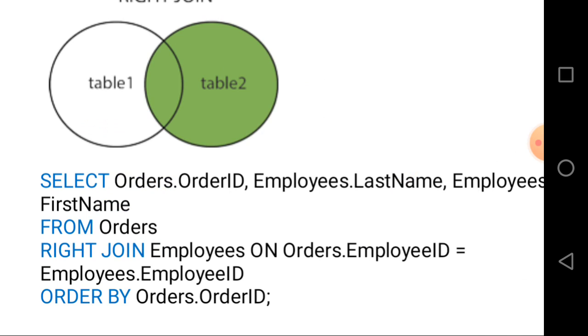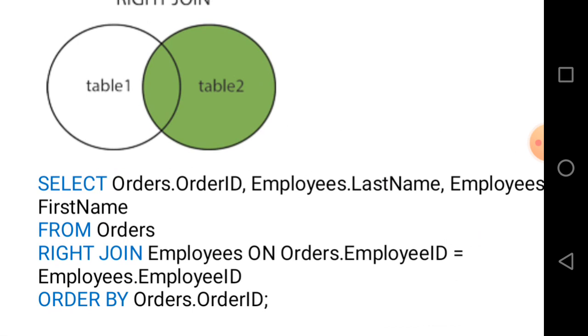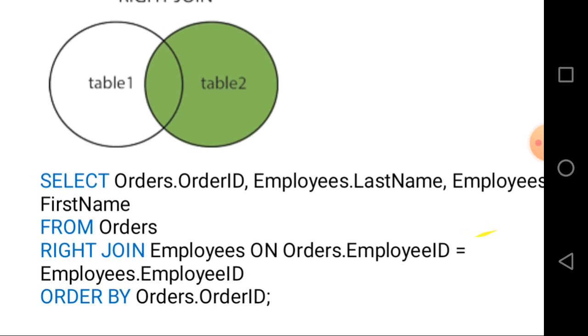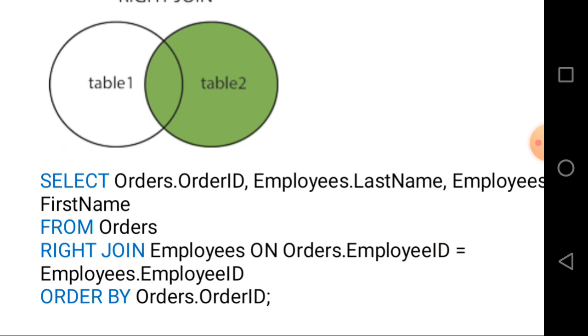Select orders.order_id, employees.last_name, employees.first_name. So here the table names are orders and employees, and the column names are order id, last name, and first name. The employees table has two columns which are reflected after joining. These are last name and first name, and order id belongs to the orders table.